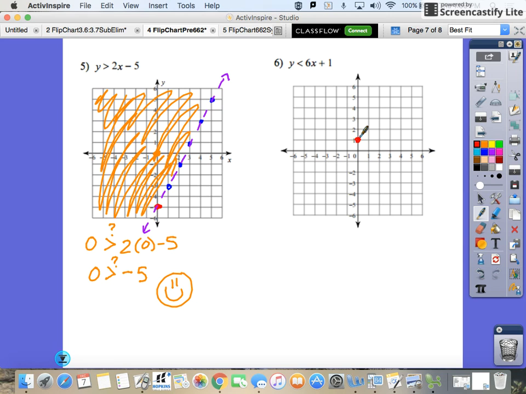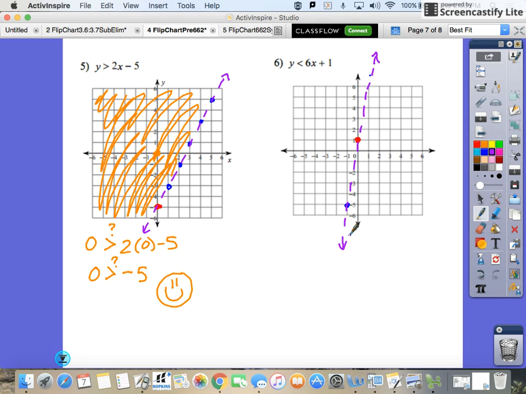Our y-intercept is 1. Our slope is 6. So we're going to rise 6: 1, 2, 3, 4, 5, 6. Run 1. But we can't really use that. It's off the graph. So we're going to drop 6: 1, 2, 3, 4, 5, 6, and go back 1. So this is our line here. Then do we use a solid or a dotted? This does not have an equal sign, so we're going to use a dotted line.